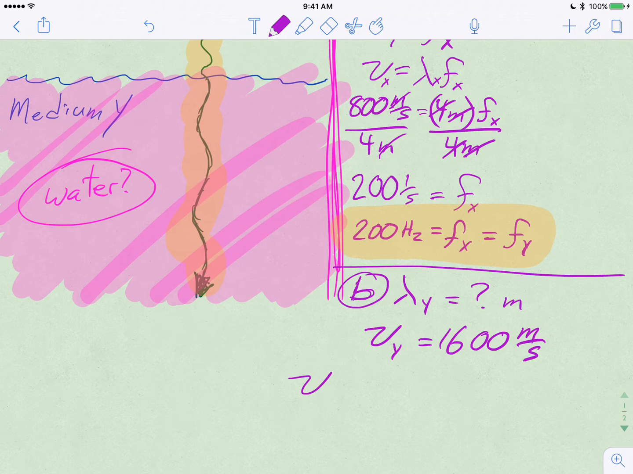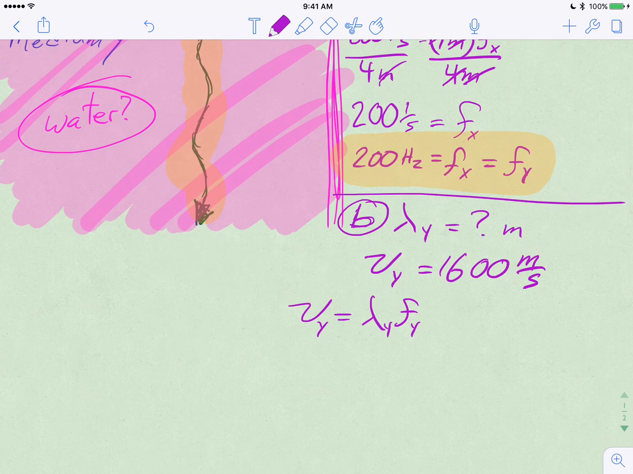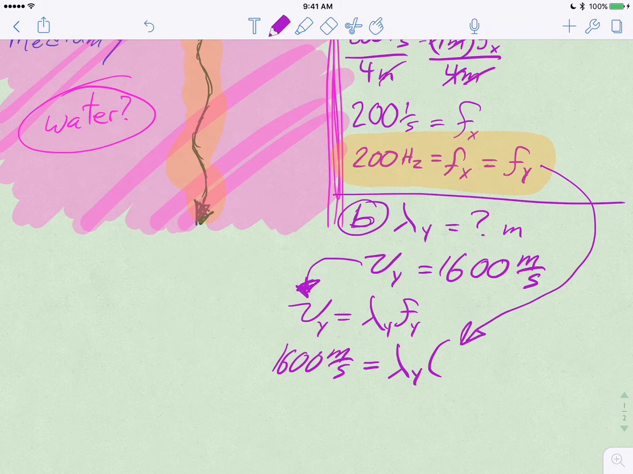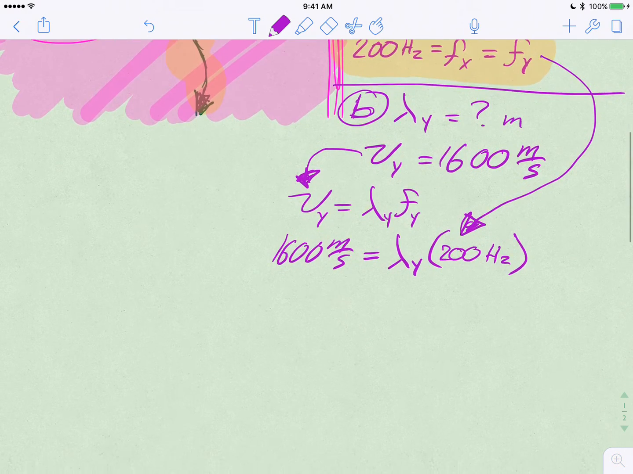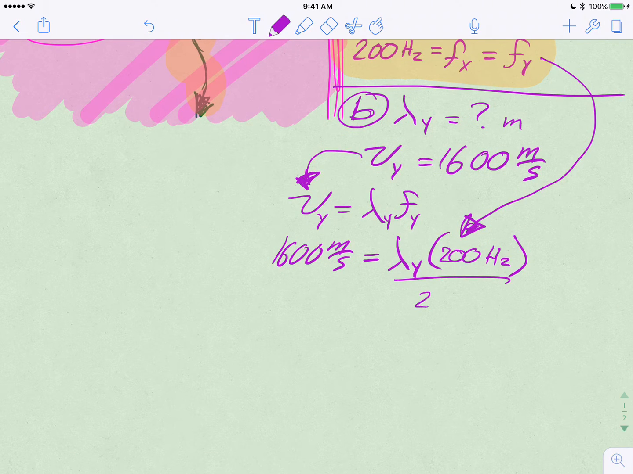So then we're just going to use our equation one more time. V_Y equals lambda_Y times f_Y. And let's put in our 1600 meters per second for V_Y. And lambda Y is what we're looking for, so we'll leave that as lambda Y. Our frequency doesn't change, so we're going to put in our 200 hertz. And then what do we do? Yeah, thanks, Alex. We're going to divide both sides by 200.